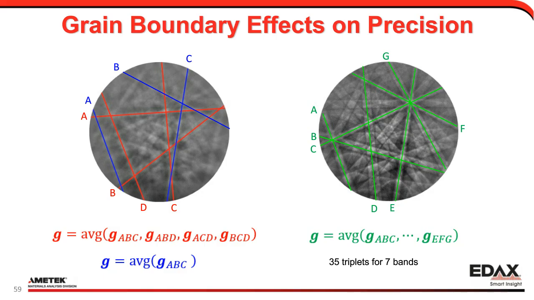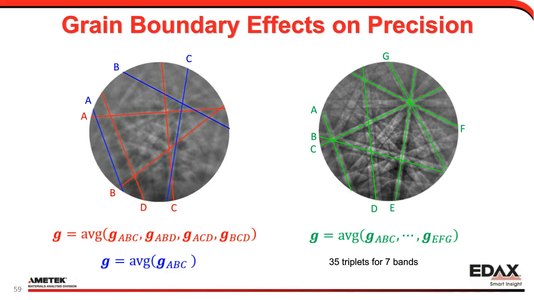And so if you look at that for this grain, we have 4 contributing to the average orientation for the red grain and 3 contributing to the average orientation for the blue grain. And we use triplets, so really just 1 contributing to the blue. Now, if we had a pattern from the interior of the grain, as on the right, then all 7 contribute, and we have 35 triplets contributing to that average orientation, giving us a more precise measurement.